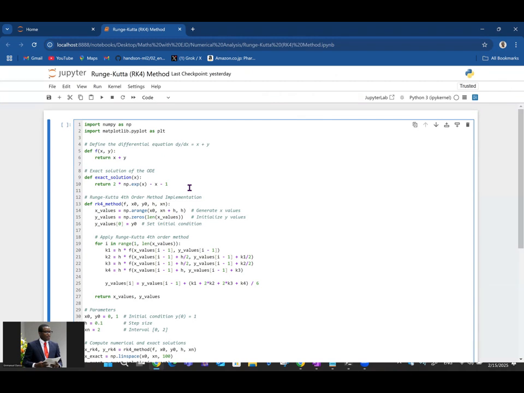I think I made a mistake in the last video about the exact solution. I didn't represent it quite well. The exact solution is actually 2e raised to the power x minus 1, not 2e raised to the power minus x plus x minus 1. So let's work on that.